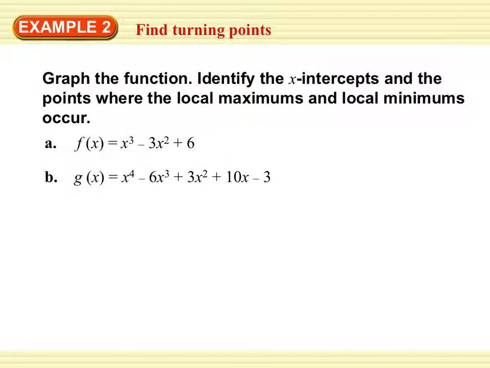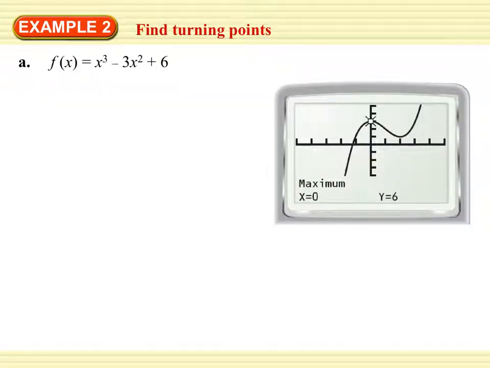Right. Graph the function, identify the x-intercepts and points where the local maximums and local minimums occur. We are actually going to do this using our graphing calculator. Okay, so you pull out your calculator and go ahead and type that function into it. Okay, we type that in and we graph it. We notice that the graph of f has one x-intercept and 2 turning points.